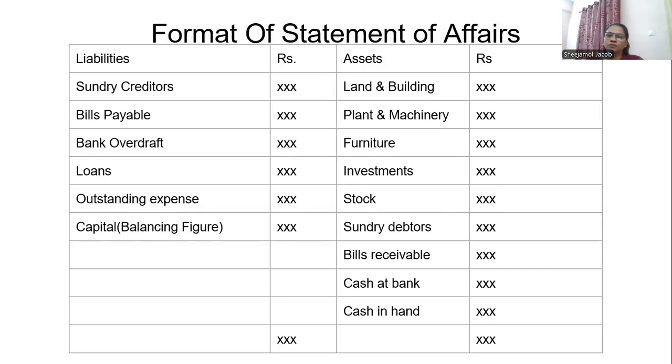In the asset side, you have to write all the assets, both fixed and current assets, like land and building, plant and machinery, furniture, investments, stock, sundry debtors, bills receivable, cash at bank, and cash in hand. While in the liability side, we write sundry creditors, bills payable, bank overdraft, loans, outstanding expenses. Here we find the balancing figure, which is the capital.